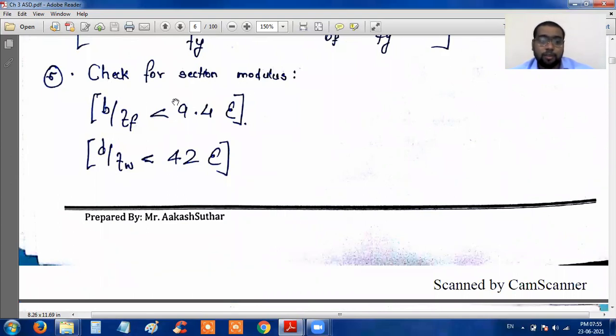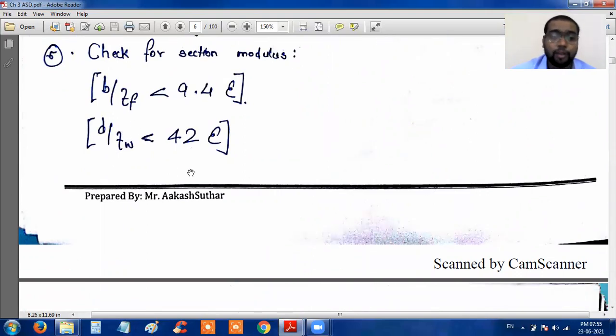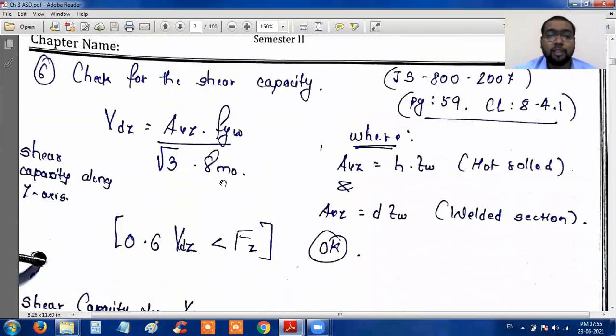Check for the section classification. B upon TF value should be less than 9.4 epsilon, and D upon TW value should be less than 42 epsilon. Then check for the shear capacity. For the shear capacity, we consider this formula, and here the value of AZ is H into TW for the hot roll section and D into TW for the welded section. It means we consider the depth for the welded section and the height H for the hot roll section.